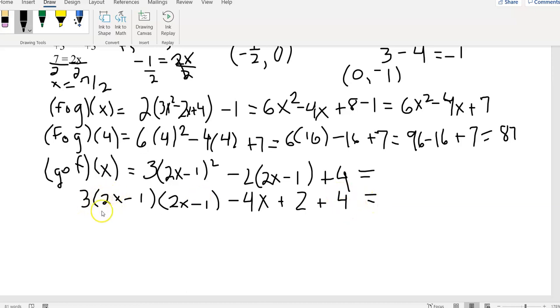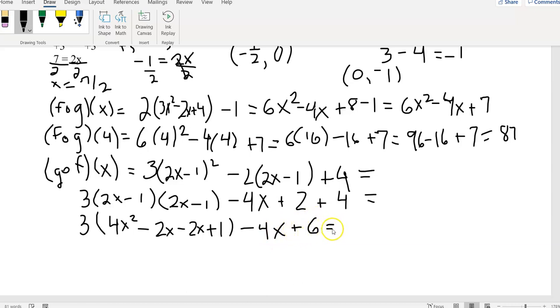All right, now let's FOIL out our 2x minus 1s, and then afterwards we'll distribute the 3. So leave that 3 there. 2x times 2x is 4x squared. 2x times minus 1 is minus 2x. Minus 1 times 2x is minus 2x. And minus 1 times minus 1 is plus 1. And I still have all of this. While I'm at it, we'll go ahead and add the 2 and 4 so we don't have to keep copying 2 things. So that's really 6.